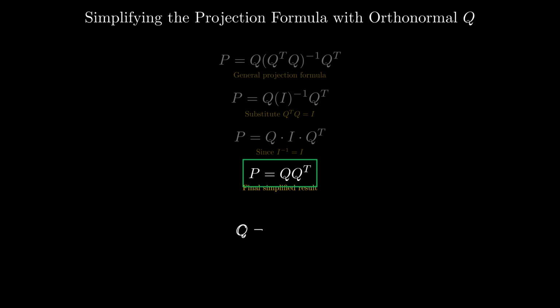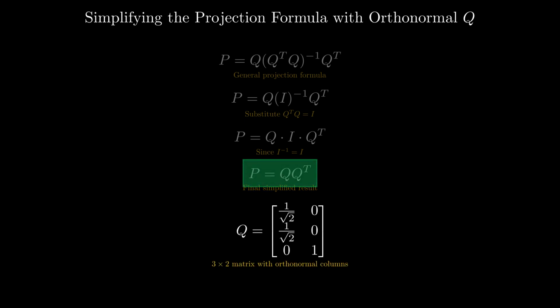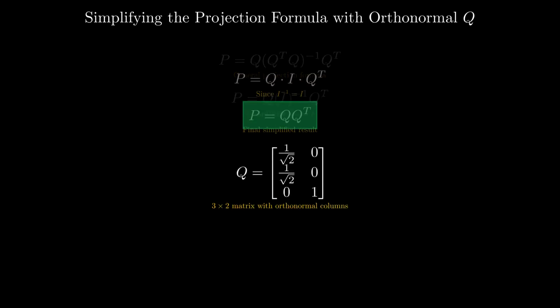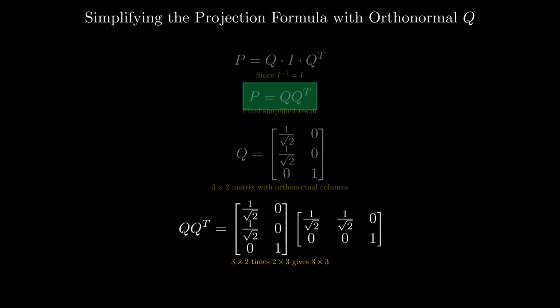Let's see a concrete example to make this real. Let Q be a 3 by 2 matrix with columns Q1 equals (1 over the square root of 2, 1 over the square root of 2, 0), and Q2 equals (0, 0, 1). Now let's compute QQ transpose. For the first row, 1 over root 2 times 1 over root 2 is 1/2. 1 over root 2 times 1 over root 2 is 1/2. And 1 over root 2 times 0 plus 0 times 1 is 0. For the second row, similarly, we get 1/2, 1/2, 0. For the third row, 0, 0, 1.